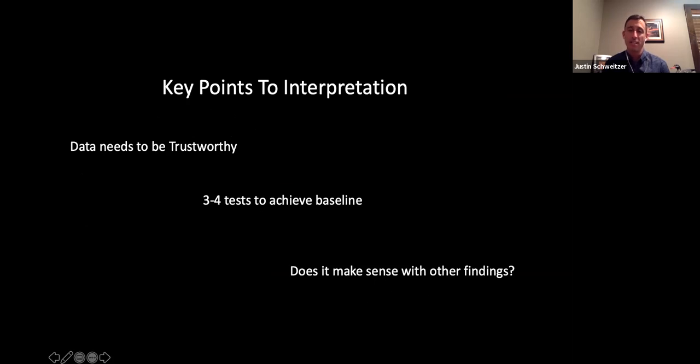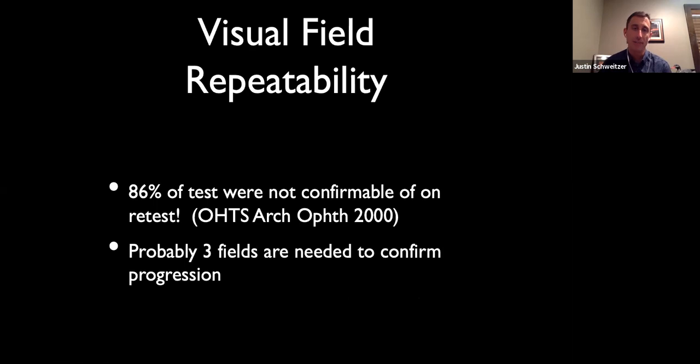And then does it make sense with other findings? Because a lot of times in glaucoma, it can look like glaucoma, but it could be neurological. And so as a doctor, we have to really watch and make sure that it does make sense with other pieces of the testing. Does their optic nerve head match with the testing they're showing? Does the retinal nerve fiber layer match? What's their intraocular pressure? There's so many different things that we need to look at there.